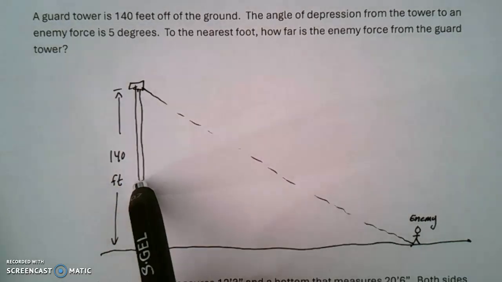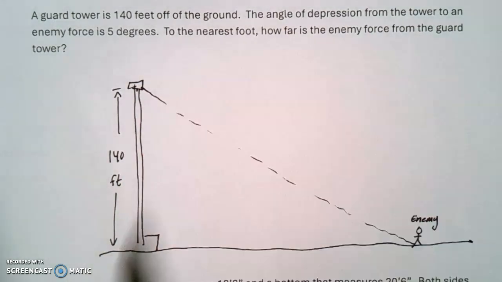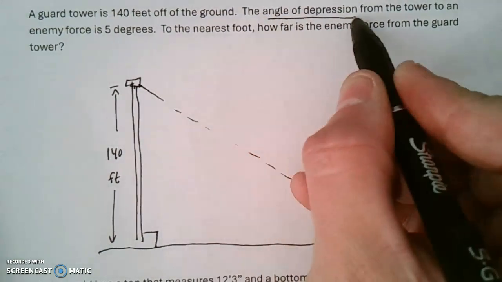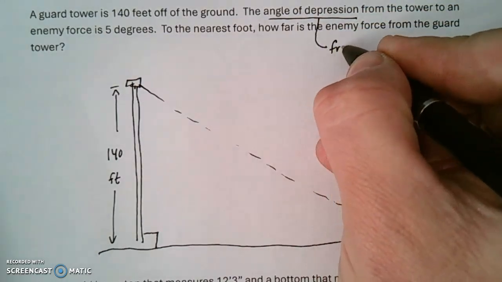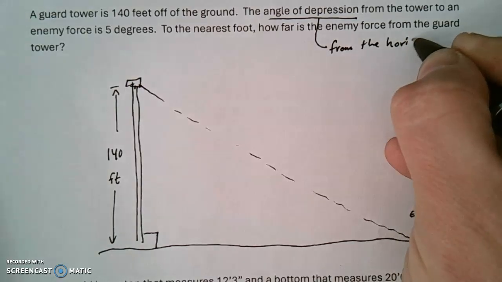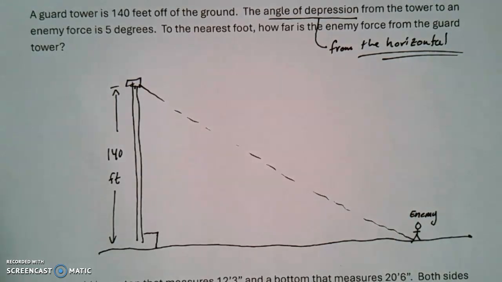So I've got this guard tower drawn here. Here's the ground, and there's the enemy. We assume this makes a 90 with the ground. So here goes. 140 feet off the ground, they gave us the angle of depression. Angle of depression is always measured from the horizontal. Always from the horizontal.